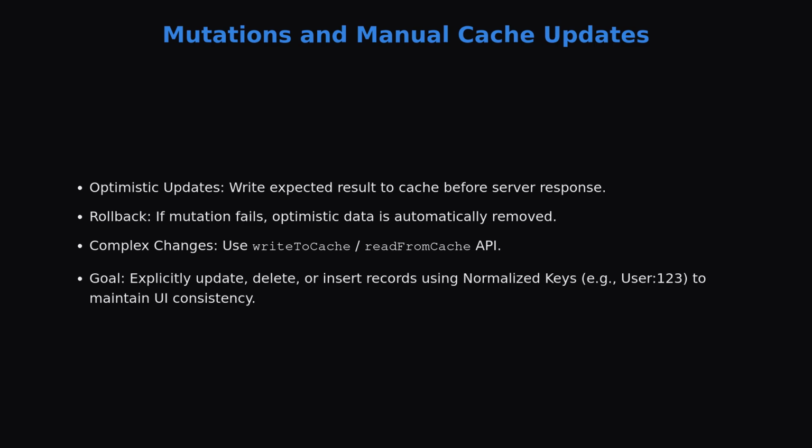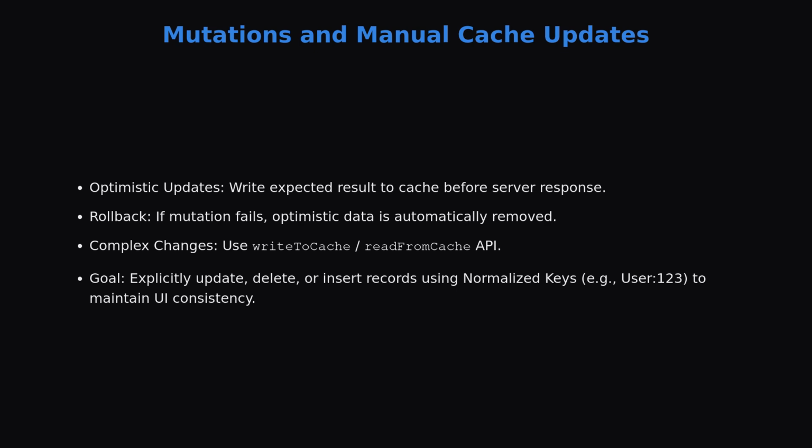Mutations modify server-side data and require immediate local cache updates to reflect the change without forcing a full data refetch. Optimistic updates are a technique where the client writes the expected result of a mutation directly into the cache before the server response is even received. This provides instant user interface feedback to the user. If the mutation subsequently fails, the optimistic data must be automatically rolled back by the client library.